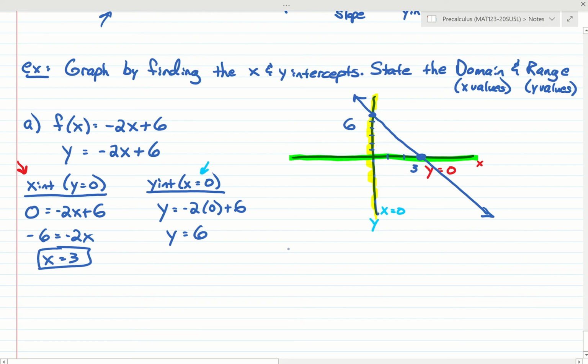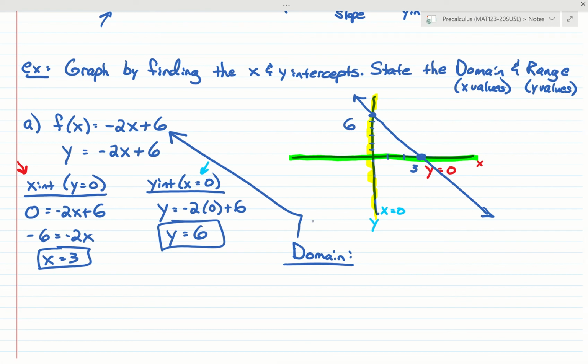Now, as far as what the domain is, what are possible x values that we could plug in to our original equation? We could plug in any x values we want. I mean, look at the graph. It looks like every x value on the graph would have a corresponding y value. Say if x was 5, well, you'd have a point on the graph right here. What if x was 100?